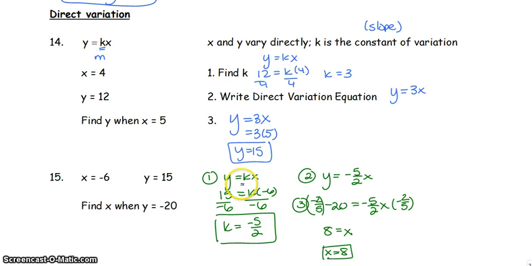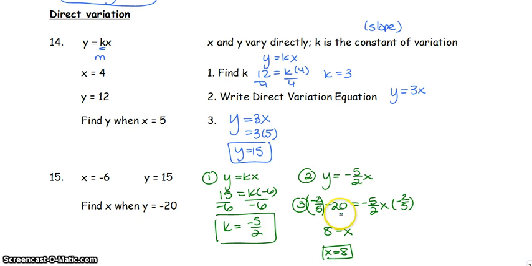So first, we want to find our constant of variation, our slope. So we plug in the 15 for y that we were given. We plug in the -6 that we got for x. And then we find that k is -5/2. Make sure you reduce that fraction. That is our slope. So we plug that in for our m or our k to get y equals -5/2 x. Next, we want to find out what x is when y is -20.